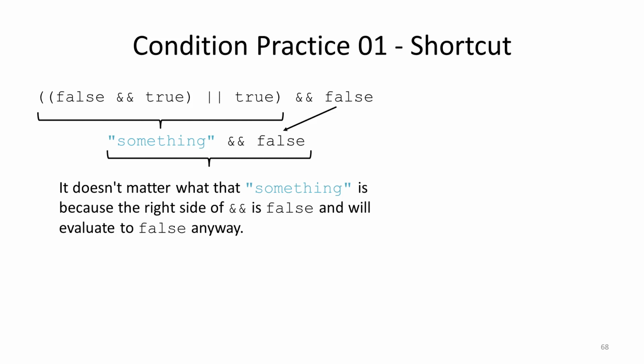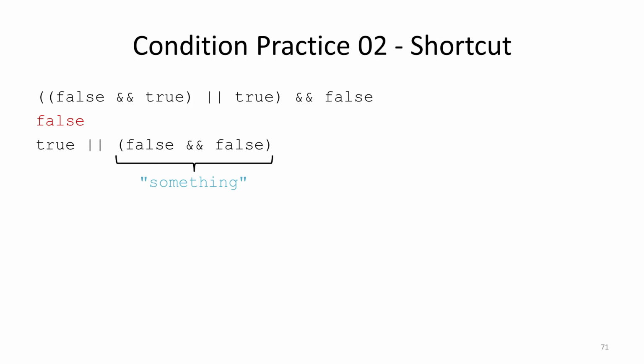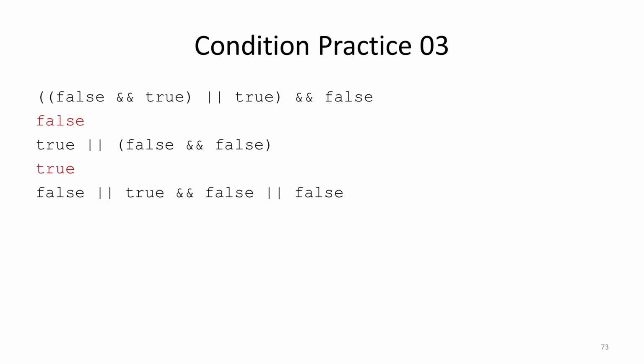Alright, so let's do another one. True or false and false. What is the result? The result is true. We can also apply the shortcut here because we have a parenthesized group which will evaluate to something, but it doesn't matter what that something is because it will be ORed with a true. And when you're dealing with an OR, as long as one of the sides is true, the result will be a true. How about this one?